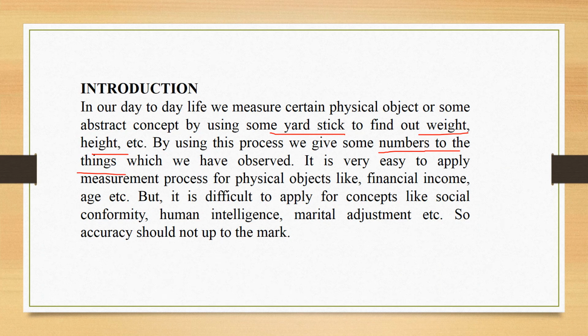It is very easy to apply the measurement process for physical objects like financial income, age, etc. But it is difficult to apply for concepts like social conformity, human intelligence, marital adjustments, etc. So, accuracy may not be up to the mark.